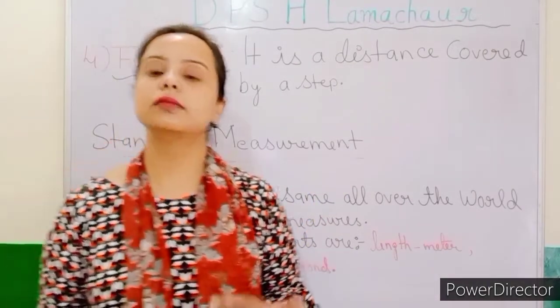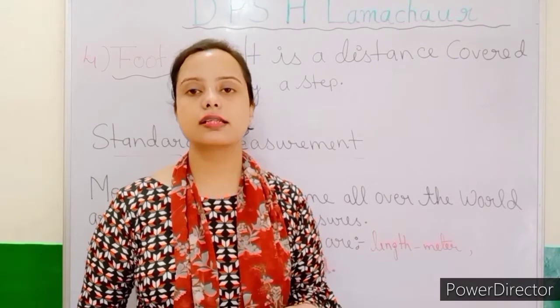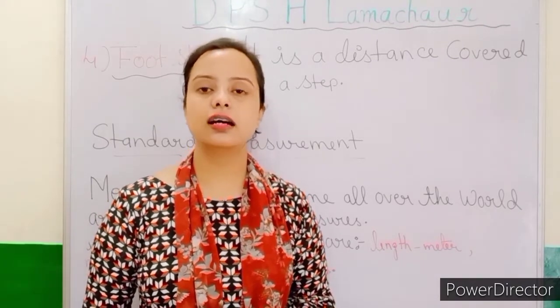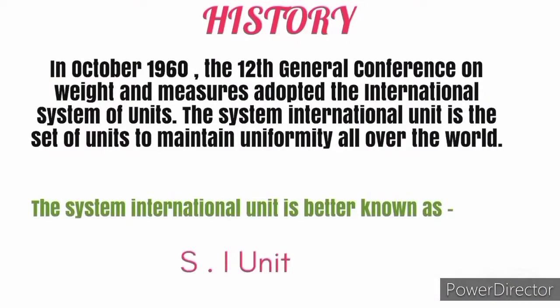Now, this is the standard measurement that we are using all over the world. So how did this come into use and how was it discovered? Let's discuss the history of it. The history of standard measurement is that in October 1960, the 12th General Conference on Weight and Measures adopted the International System of Units. मीन्स 1960 में जो 12th जनरल कॉन्फ्रेंस हुई थी उसमें वेट और मेजर्स को अडॉप्ट किया गया एज एन इंटरनेशनल सिस्टम ऑफ यूनिट्स. The System International unit is the set of units to maintain uniformity all over the world, and it is better known as the SI unit.